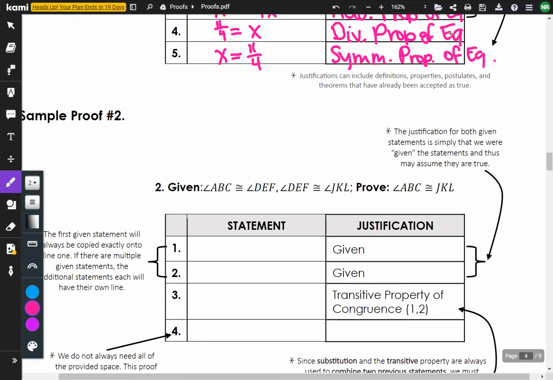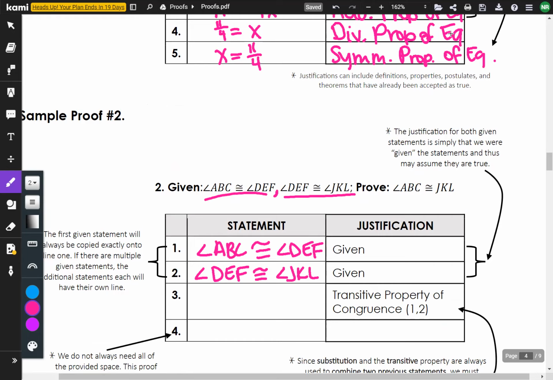With congruence, this one we have 2 given statements. They're separated by the comma. So each one gets their own line. Angle ABC congruent to angle DEF. Angle DEF congruent to angle JKL.